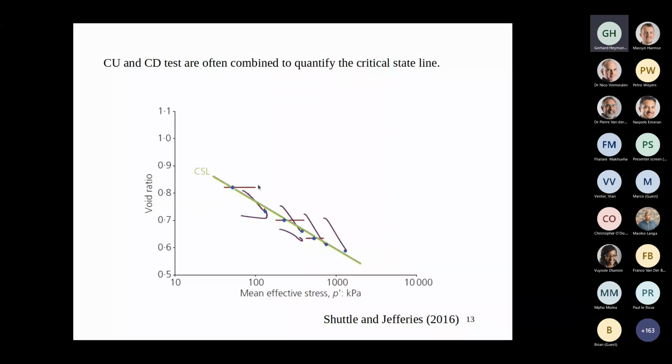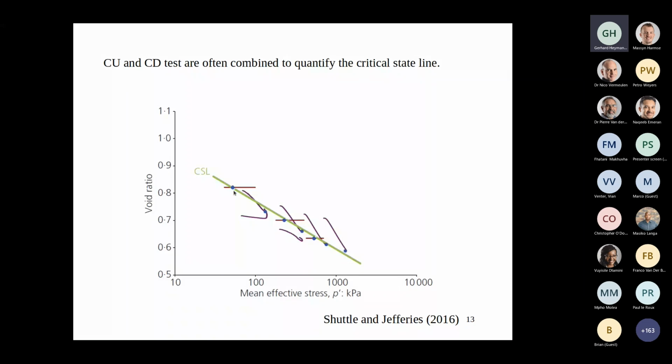And here you can see combined tests. The horizontal ones, of course, where there's no volume change, are all undrained tests. And the ones where the volume does change are all drained tests. And we use a combination of those to quantify the critical state line.